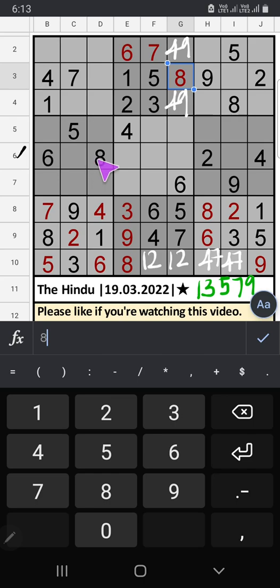Sixth row, 5 numbers are remaining: 1, 3, 5, 7, 9. Column C and column G and column I we have 9. Column E also we have 9. So 9 can't come in these cells. The 9 is confirmed here.